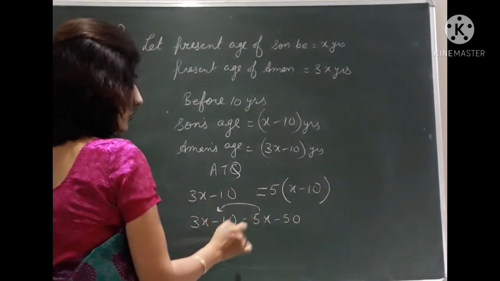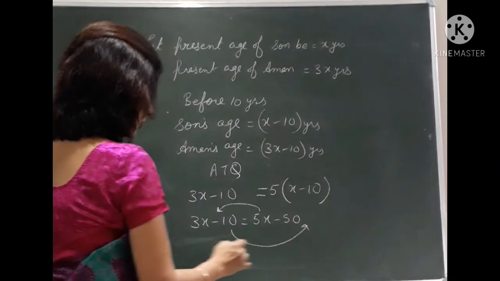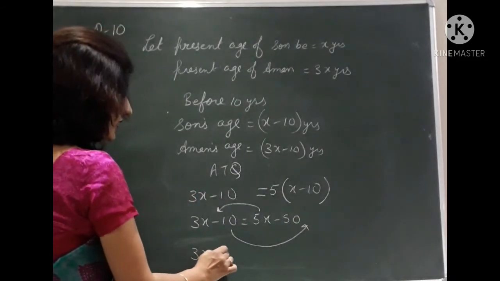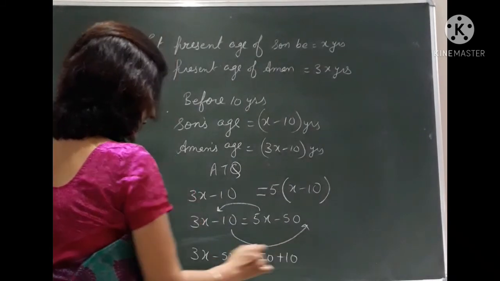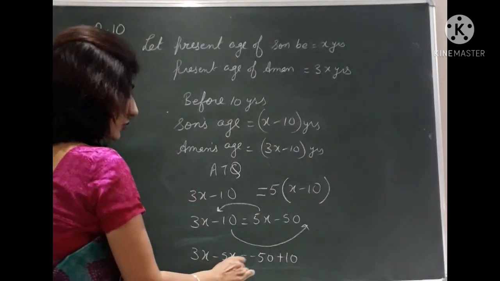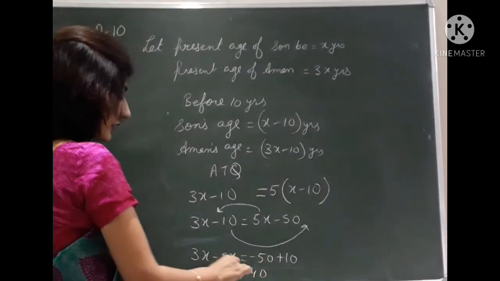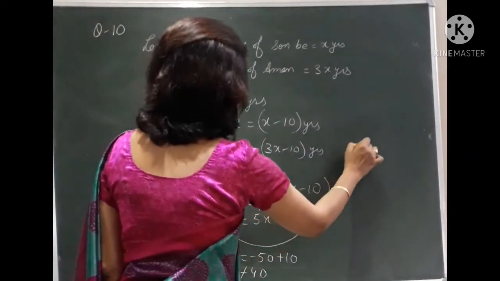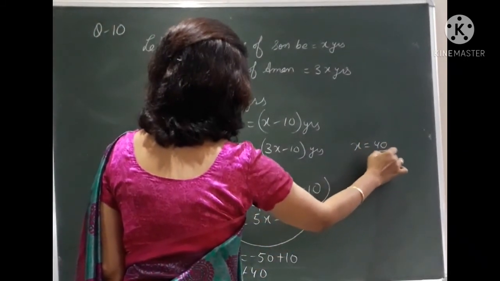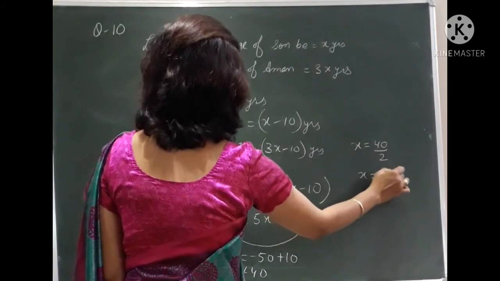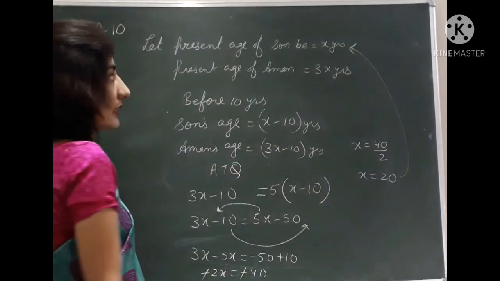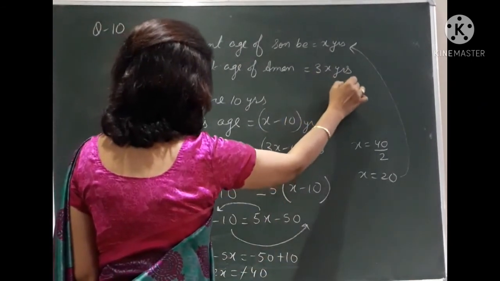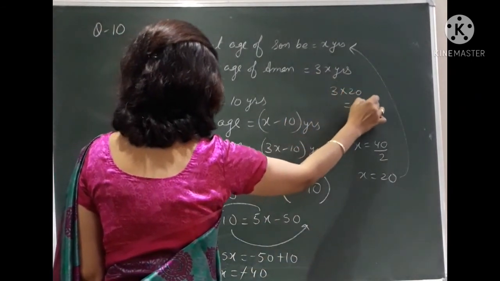Transpose 5x to left hand side and minus 10 to right hand side. So it will be 3x minus 5x equals to minus 50 plus 10. That is minus 2x equals to minus 40. This minus minus will cancel. So x equals to 40 upon 2, that is x equals to 20. X equals to 20 means son's age is 20 years and Aman's age is 3 into 20, that is equal to 60.